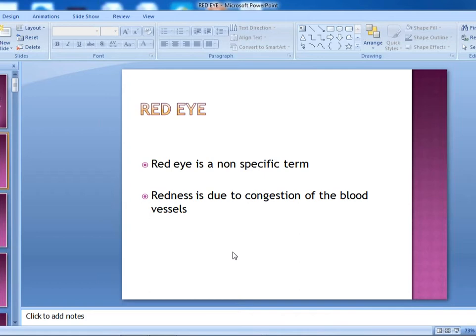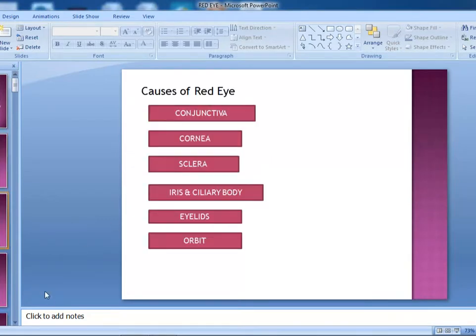Vessels in the eye which are seen superficially could be either the conjunctival blood vessels or the ciliary episcleral blood vessels. So we will divide this. The causes of red eye are either due to the conjunctiva, cornea or sclera, or it could be due to the iris and ciliary body, eyelids, or the orbit.